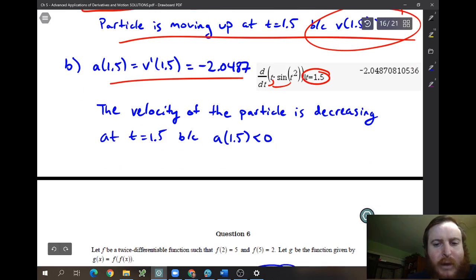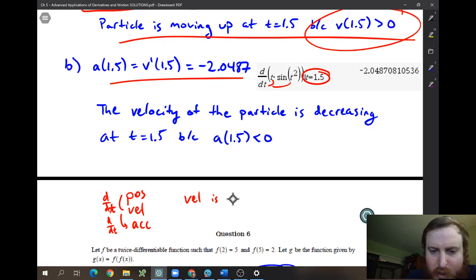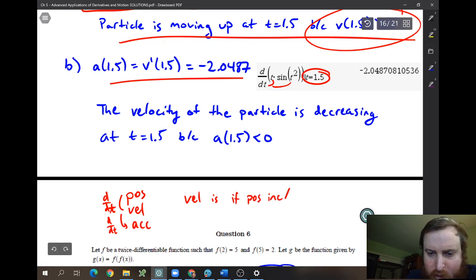It's the concavity for position, right? So if we think of our position, velocity, acceleration, well, this is a derivative, and this is a derivative. Really, I should say with respect to time. And so that means velocity is basically if the position is increasing or decreasing. And a lot of times we say that by moving left or moving right. That's the layman's terms for that.